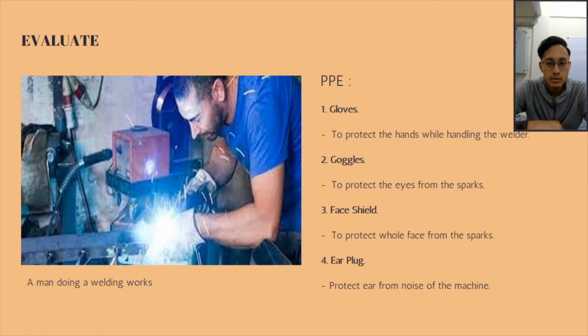And the second PPE is goggles. Goggles are very important to protect the eyes from the sparks produced from the welding work. And the third one is face shield. Face shield is used to protect the whole face from the spark. Besides, once you use the goggles and then you use the face shield, it doubles the protection. The last one is earplug. We use it to protect the ear from the noise of the machine. So that's all for the 3 types of hazard location that I provide in this video slide presentation.